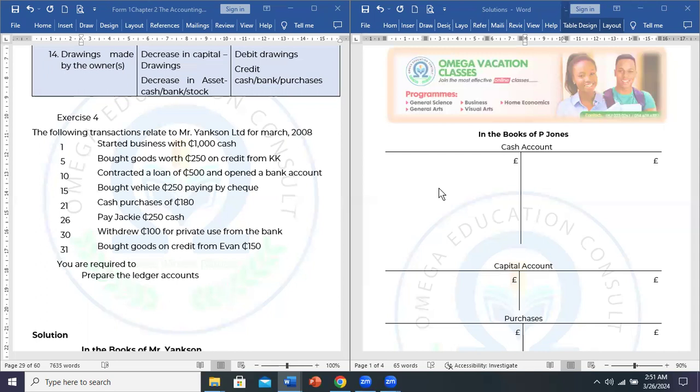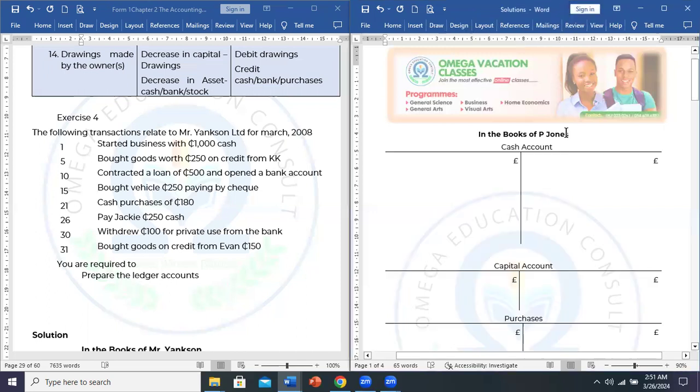So now let's pick the first one. I always advise my students, write the name of the business before you start the question. So this is my solution sheet, right? So I would indicate that this relates to, in the books, normally we prefer you using the books of Mr. Youngson, right? Do that beautifully. You get a tick for that, a mark for that.